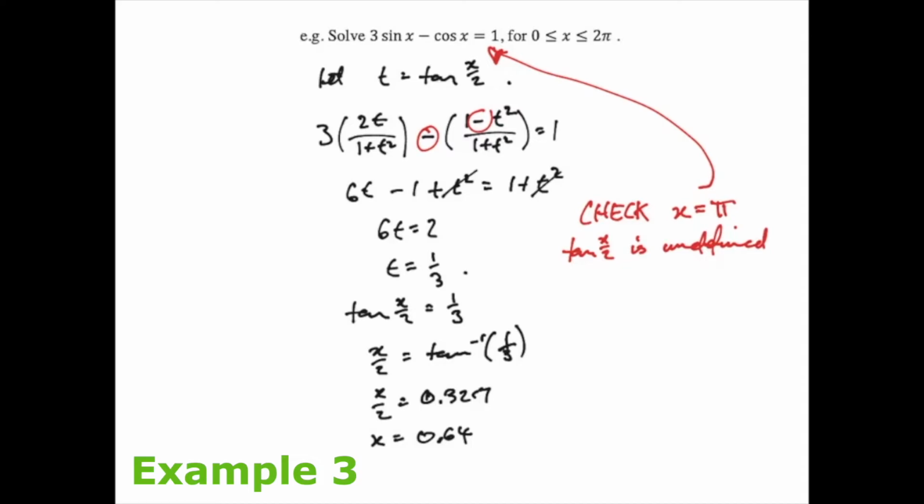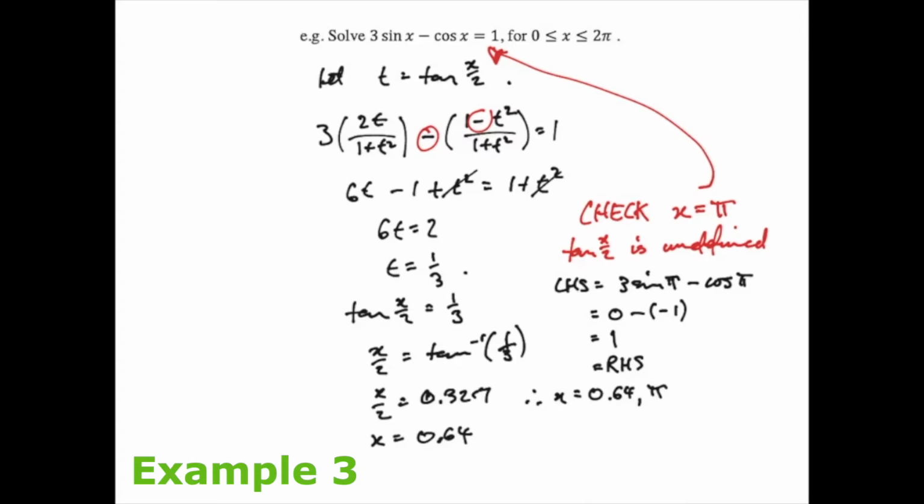So let's check. Left hand side would be 3 sine pi minus cosine pi, which is sine pi is 0 minus, and cosine pi is -1. And so if I subtract -1, I get a +1, which is my right-hand side. So therefore, x equals pi is a solution. So I have 0.64 and pi.